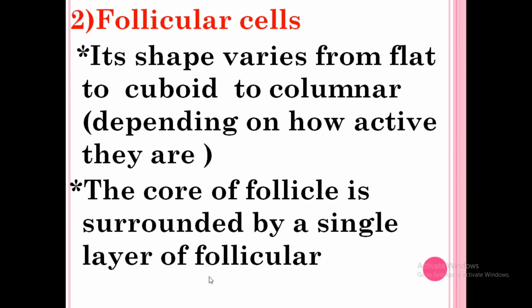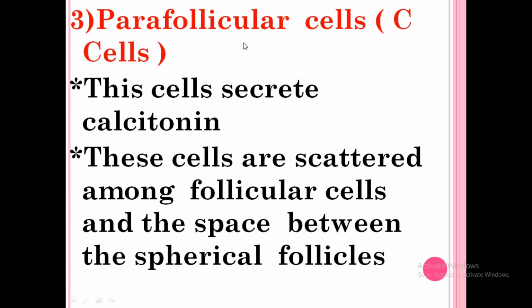Second one, follicular cells. Their shape varies from flat to cuboid to columnar, depending on how active they are. The core of the follicle is surrounded by a single layer of follicular cells. Third one, parafollicular cells or C cells. They are called C cells because they secrete calcitonin. These cells are scattered among follicular cells and in the space between the spherical follicles.